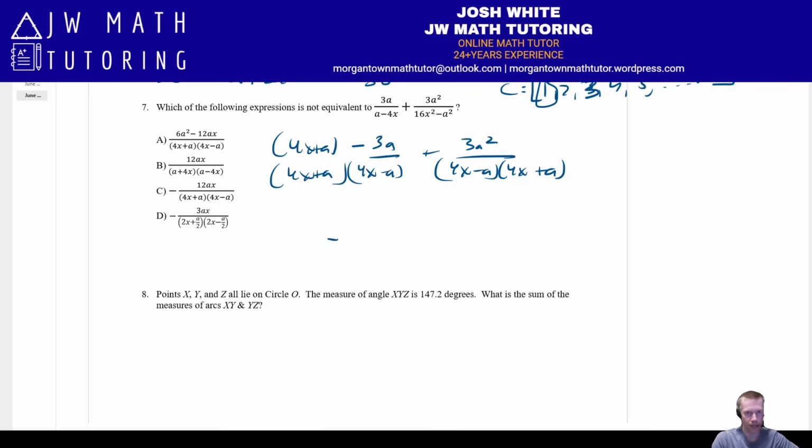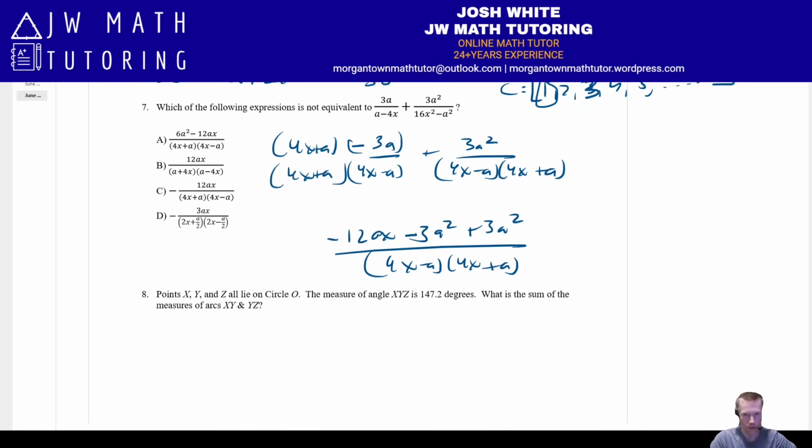And on top we get negative, what's it going to be? Negative 12ax minus 3a squared plus 3a squared all over this common denominator. No, it's 4x minus a, 4x plus a. Okay, so notice these completely cancel out, so let's get rid of them.